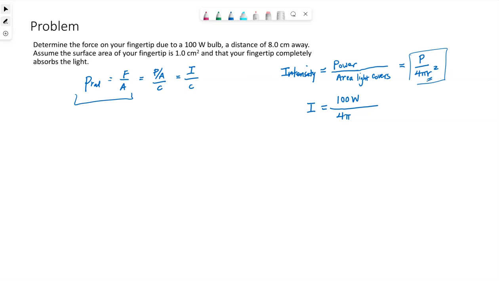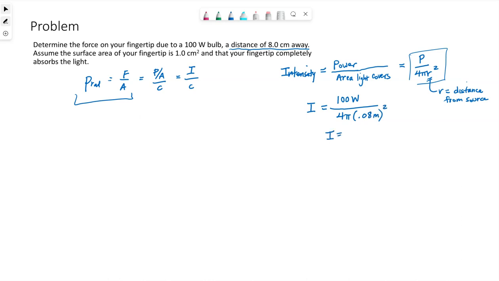R is the radius of the circle or sphere. The light bulb is the center, is the source. So when we talk R here, R is the distance from the source to wherever we want to know the intensity. So we're going to hold our finger 8 centimeters away from the light bulb. So 0.08 meters.